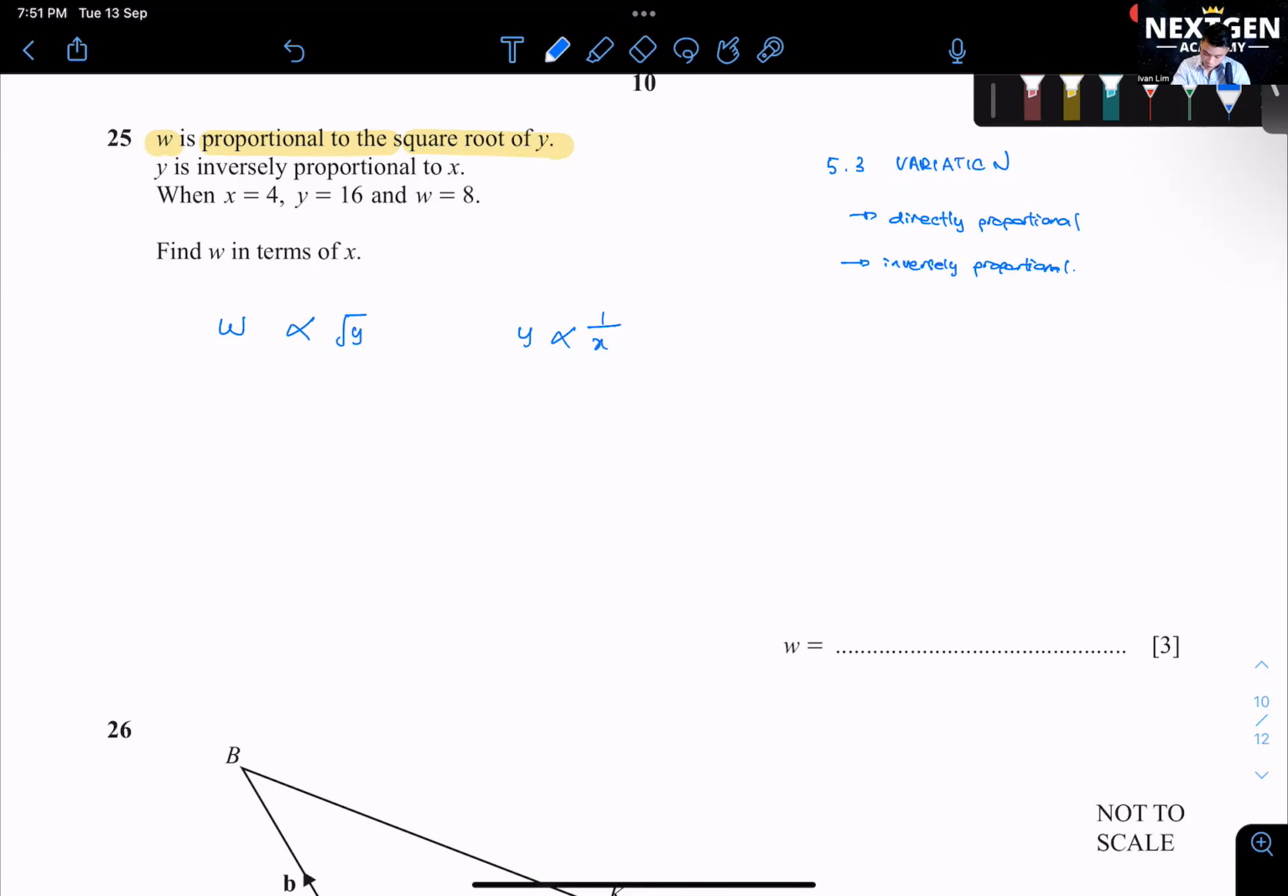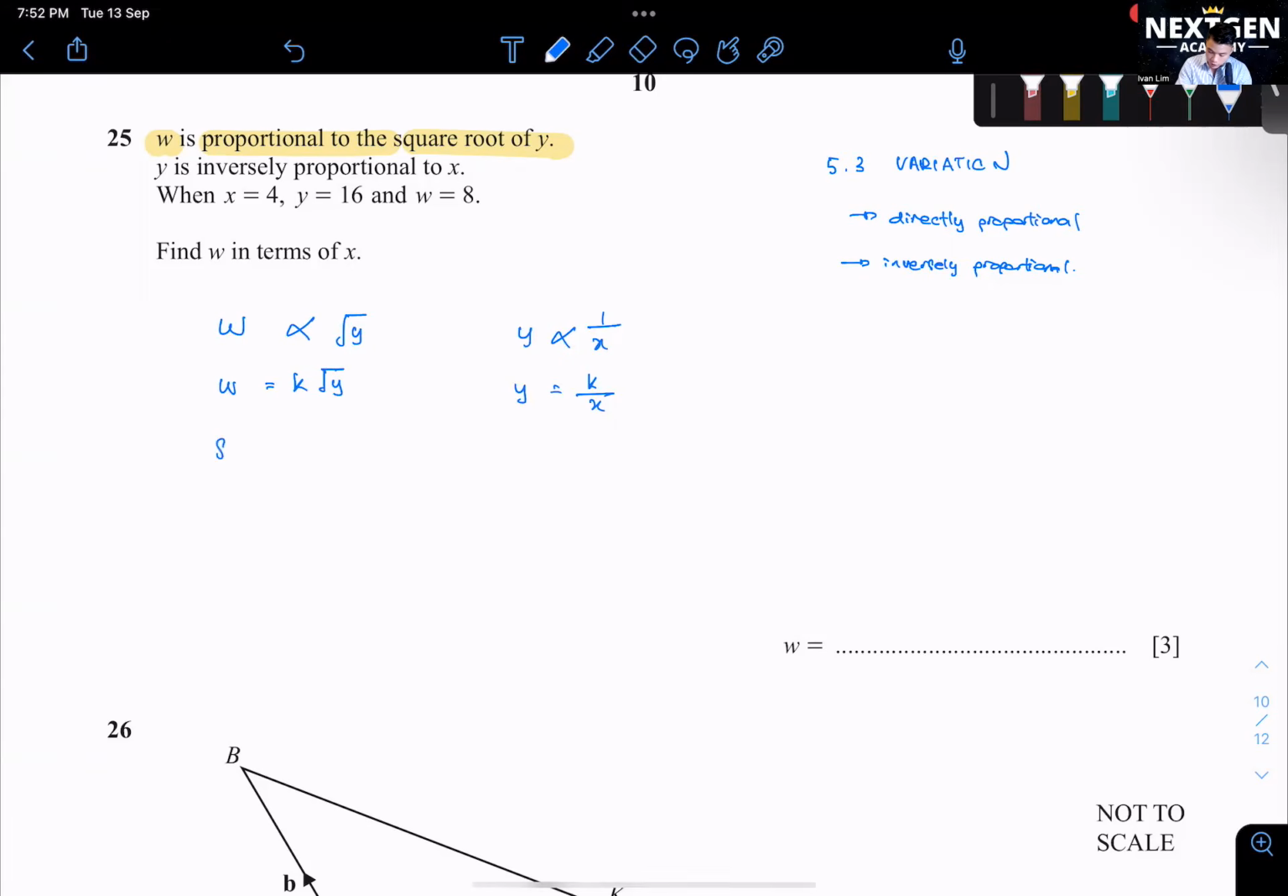Okay, that means what? We have 2 equations, is it? So we need to change this into two equations here. For you to change the proportional symbol, you need to put a k. So w equals k root y, then y equals k over x. Okay, this is how you do your variation, directly and inversely proportional. So we need to find both equations first.